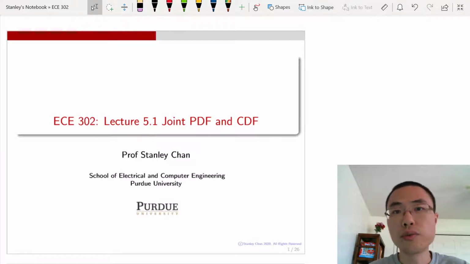In this chapter, we are going to learn about a very new idea, which is the subject of joint random variables. You may ask, why do we want to study joint random variables? The reason is very simple. In many practical engineering problems, you're not just seeing one random variable. Oftentimes, you're seeing two or more random variables that are interacting with each other. The subject of joint random variables is about dealing with the interactions between random variables.